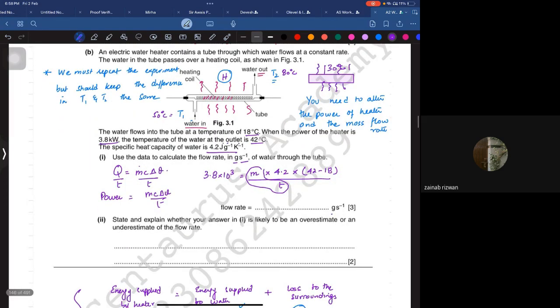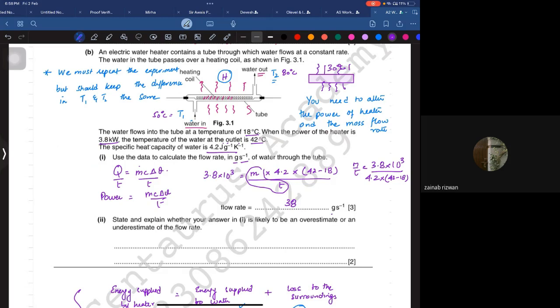Mass over time will be equal to 3.8 times 10 raised to power 3 divided by 4.2 times 42 minus 18. This should give you an answer of 38 grams per second. All right, kids? Now that's easy.